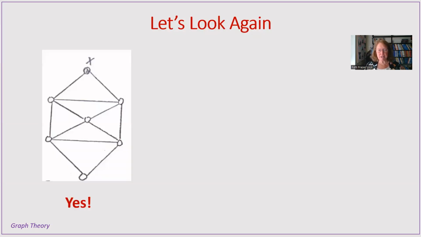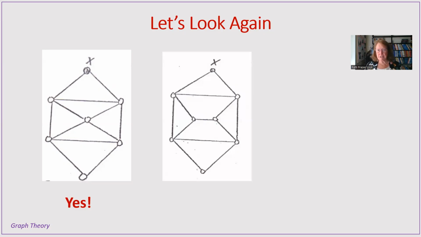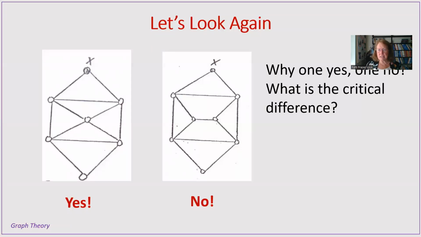Let's look into this more deeply. So here's one where the answer was yes. Here's one where the answer was no, and they're not really all that different looking. So the question is, why is one of them yes and one of them no? What is the critical difference? Were you able to think about this as you were working on worksheet 1?